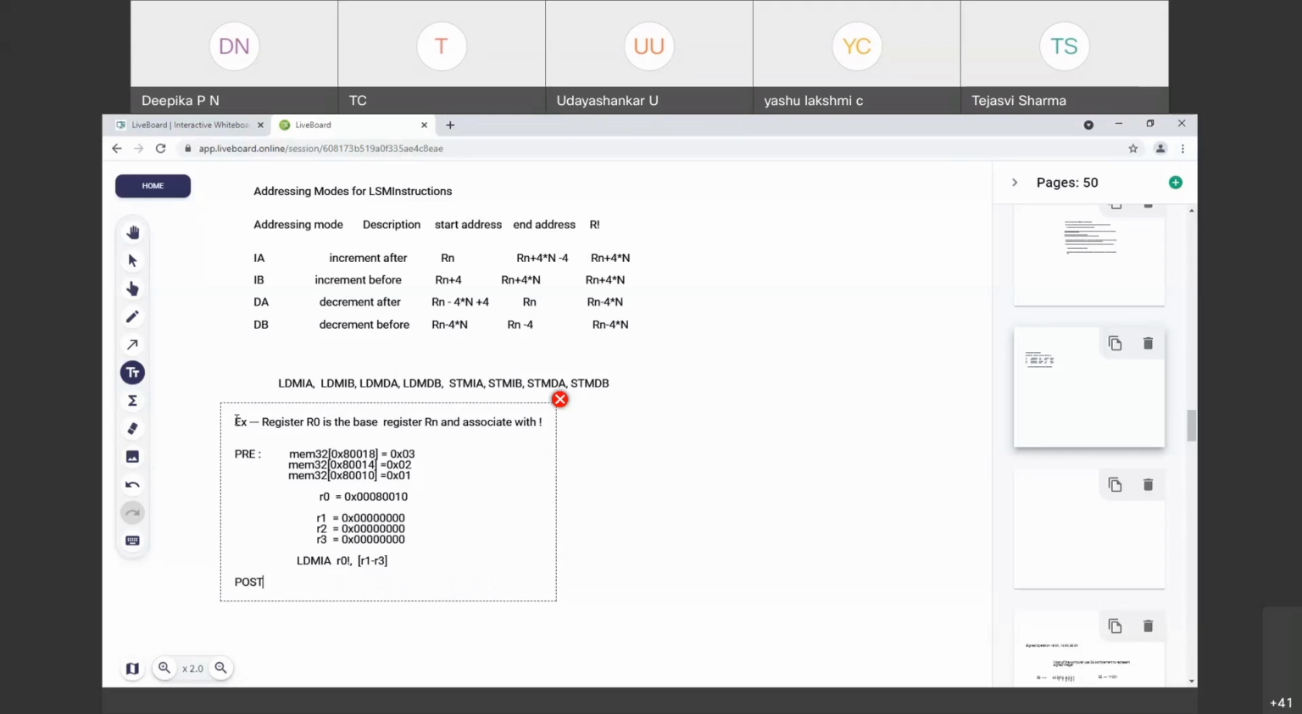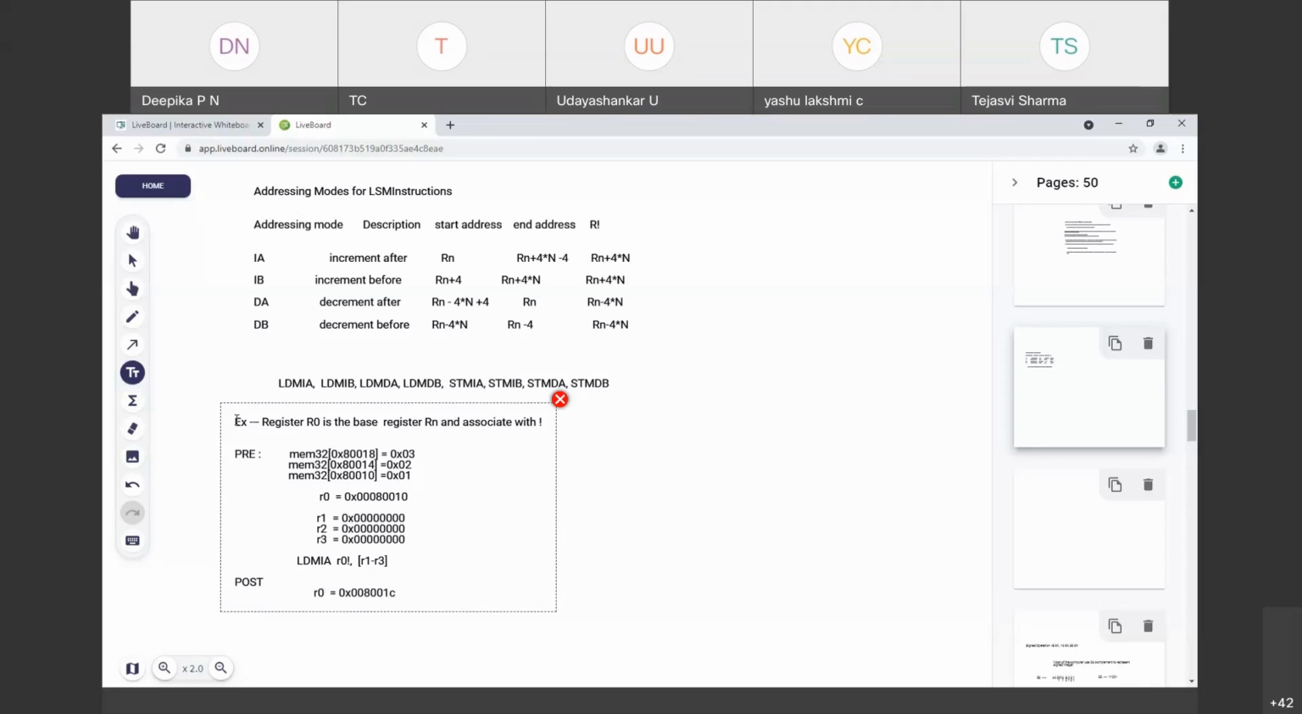Now, after execution of this instruction, what has to happen? You just observe that R0 is pointing to 0x0008001C.